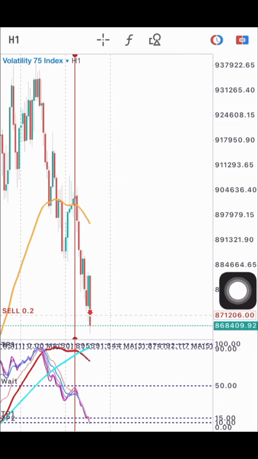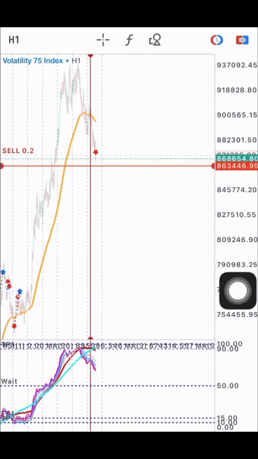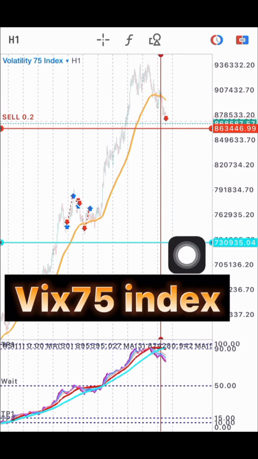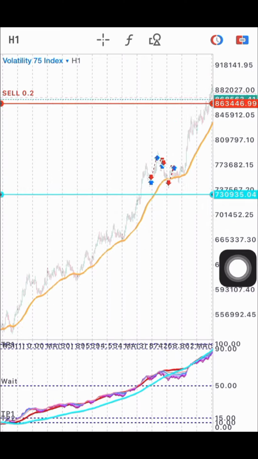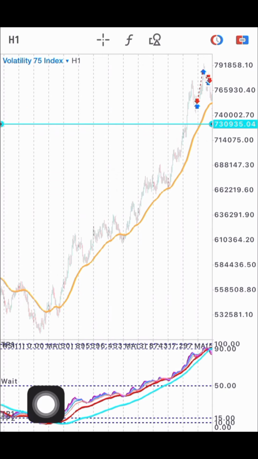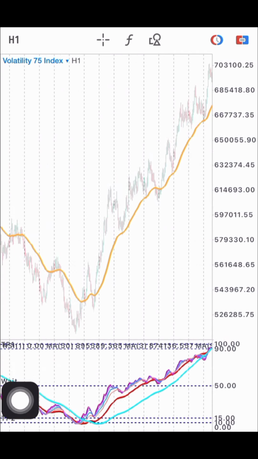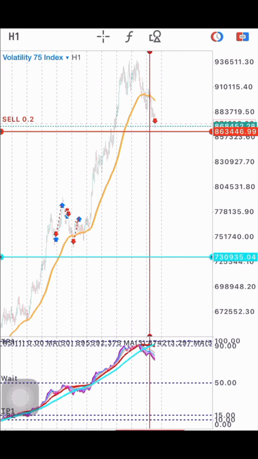So let's go back to our 1 hour chart. You can see this is the best strategy to trade Volatility 75 Index. You can see everything is intact. Those that have captured this swing have captured from here, and this is one of the best strategies I'm giving you here.